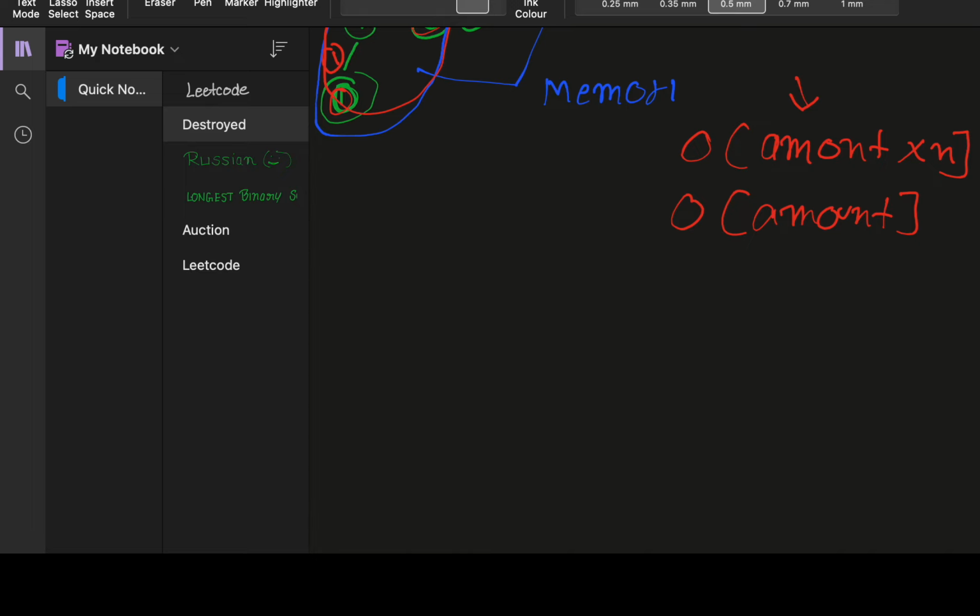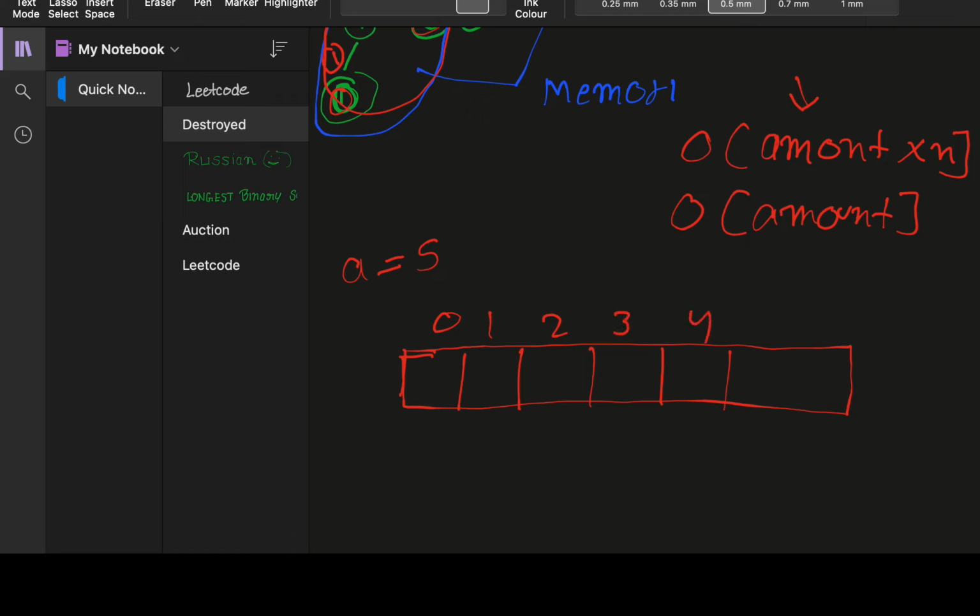So first of all, we can make the array, and the size of the array would be amount plus 1 basically. So if the amount is equal to 5, we can make the array of size amount plus 1. 0 1 2 3 4. Yeah, so you make this array, and the coins we have been given are 1, 2 and 5.